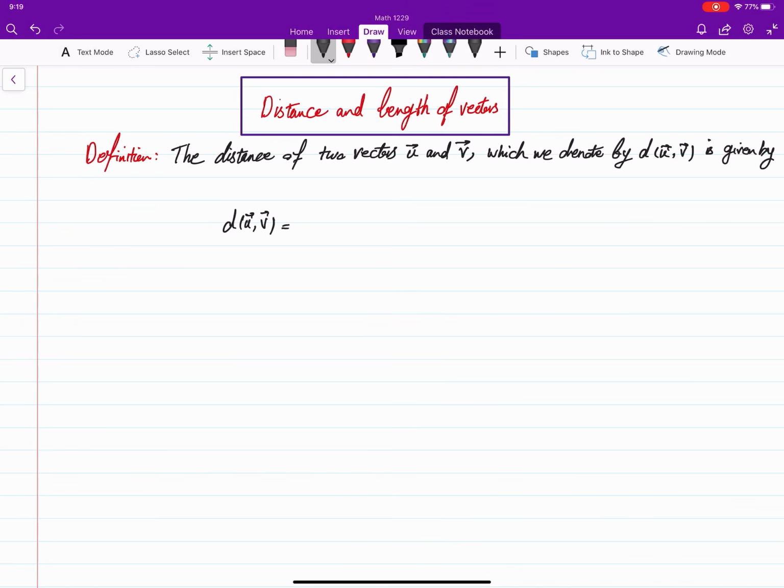Well, you say, is that a two-dimensional case or three-dimensional? If it is two-dimensional, then u is going to have two components, and v is going to have two components. And the distance is going to be, this is important, subtract the first components, square it, subtract the second components, square it, add these guys, and then find the square root of that. This is when we have vectors in R2.